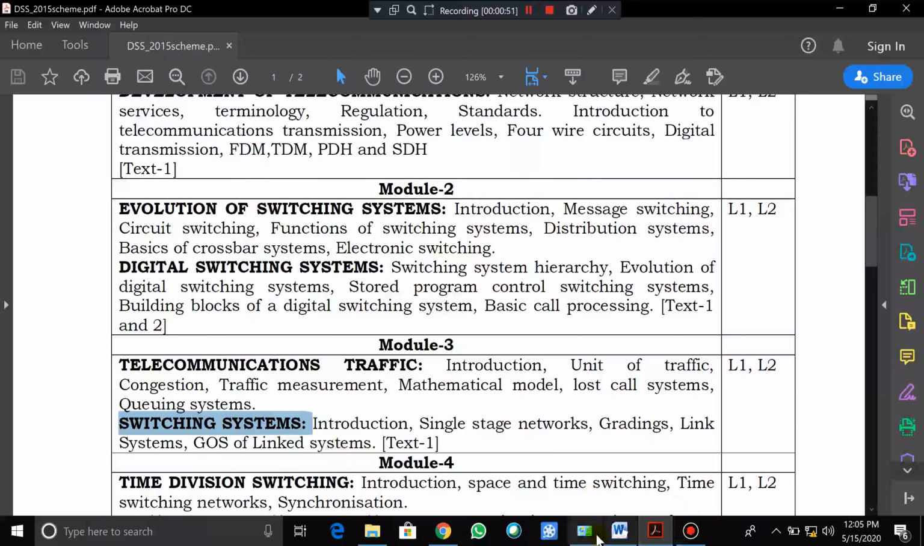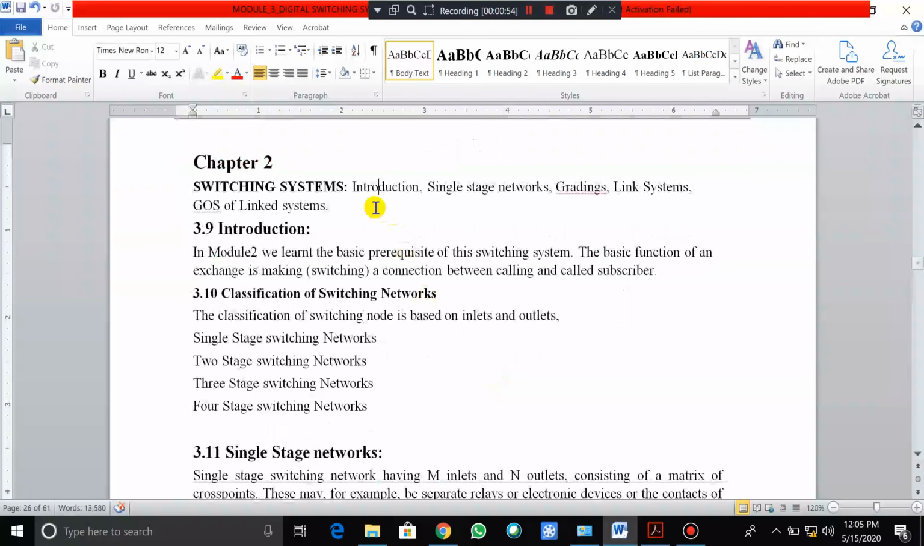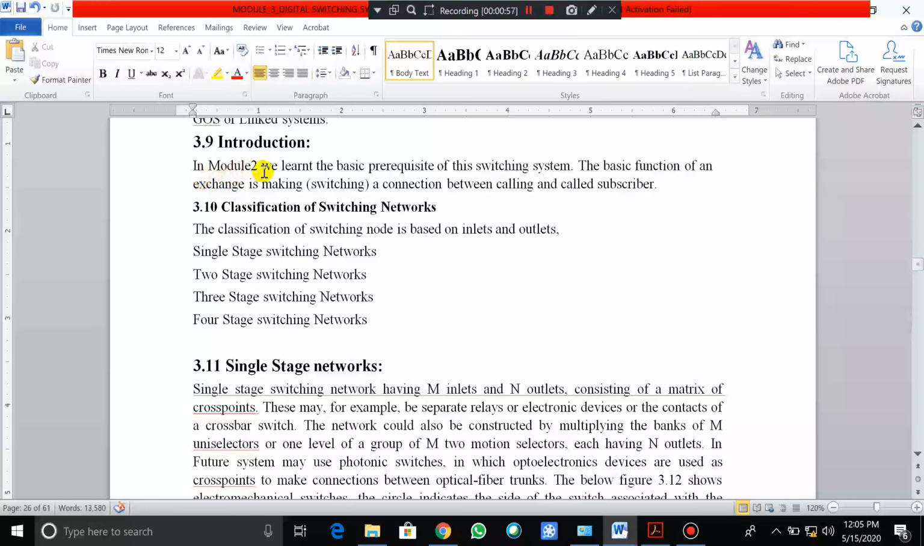Let us come back to our topic, the switching system. As I told in module number 2, we learned the basic prerequisites of the switching system. The basic function of the exchange is to switch a connection between the called and calling subscriber. There may be n number of customers in the network. If customer A wants to connect with customer Z, we need to use a switch in between the subscribers in order to connect the call.